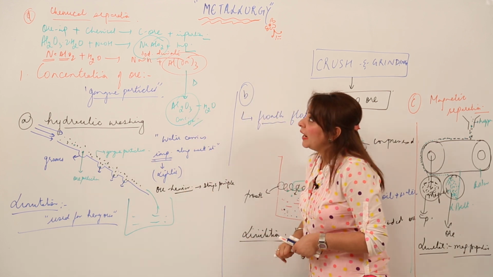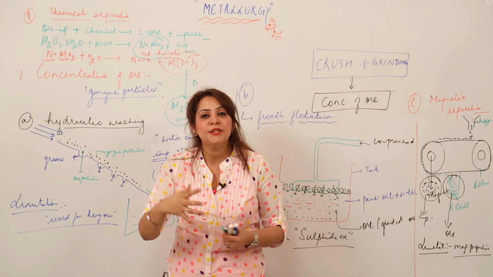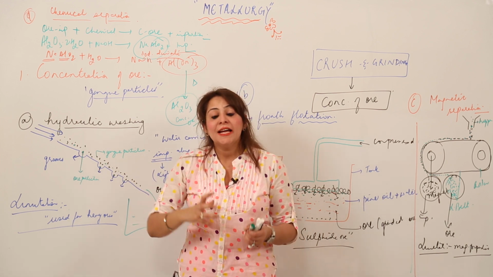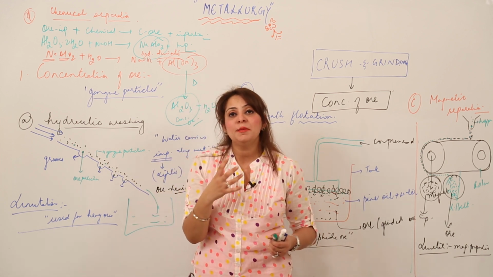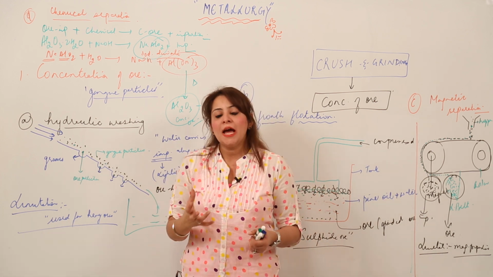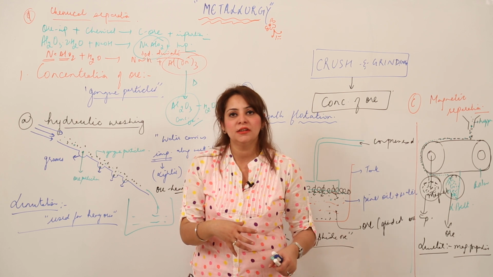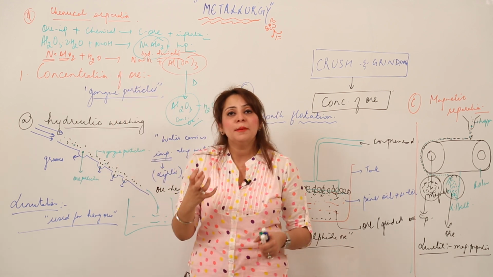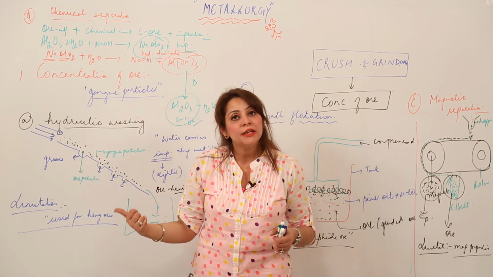So that means, with the help of chemical separation, by choosing a certain kind of chemical, the criterion for choosing that chemical is that it should react with the ore but not with the impurities. So when we add the chemical to the impure ore, it combines with the ore but it doesn't combine with the impurities.